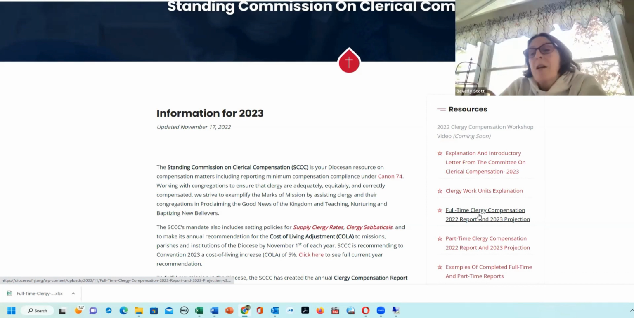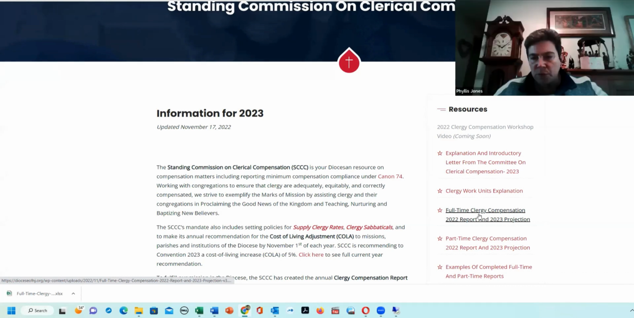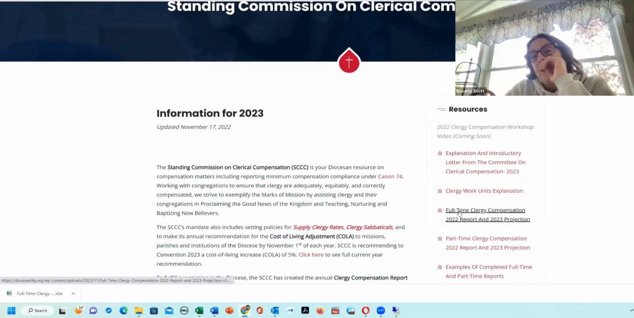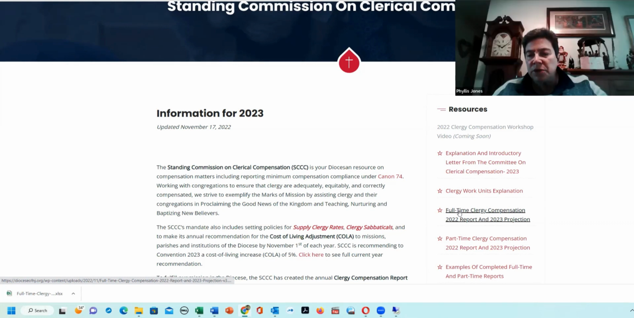I mean, there's a lot of stuff on the right. That's what we're looking at. So if you look on the right, do you see one that says explanation and introductory letter? There's clergy work unit explanation, full-time clergy compensation report, right? That's it. Full-time clergy compensation report. That's where we are.